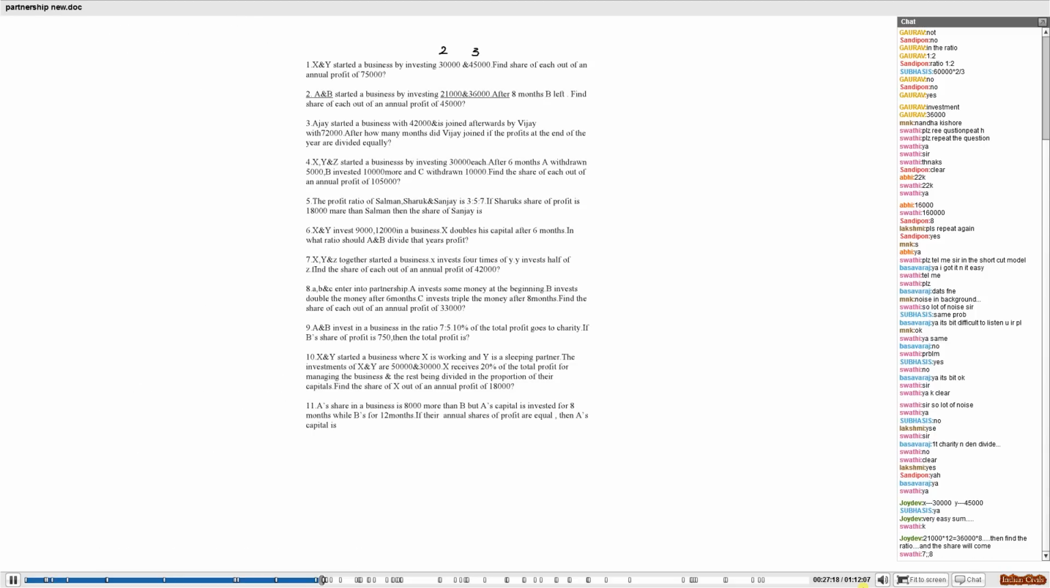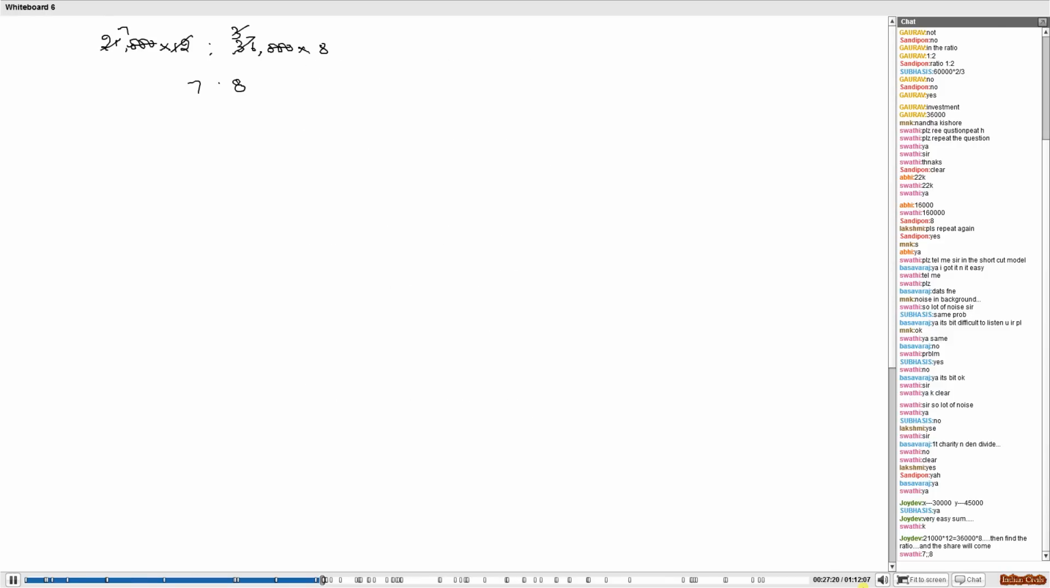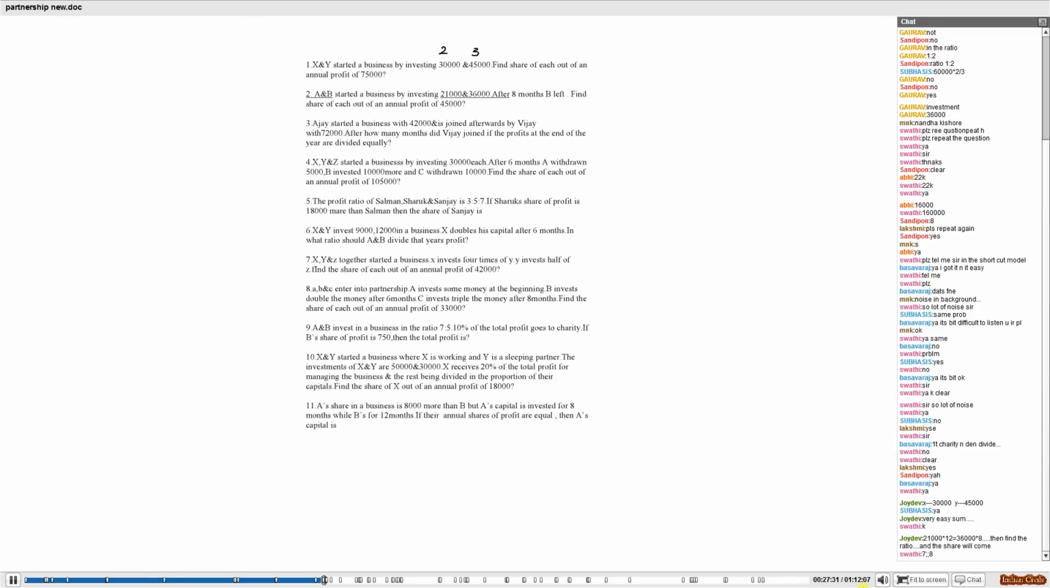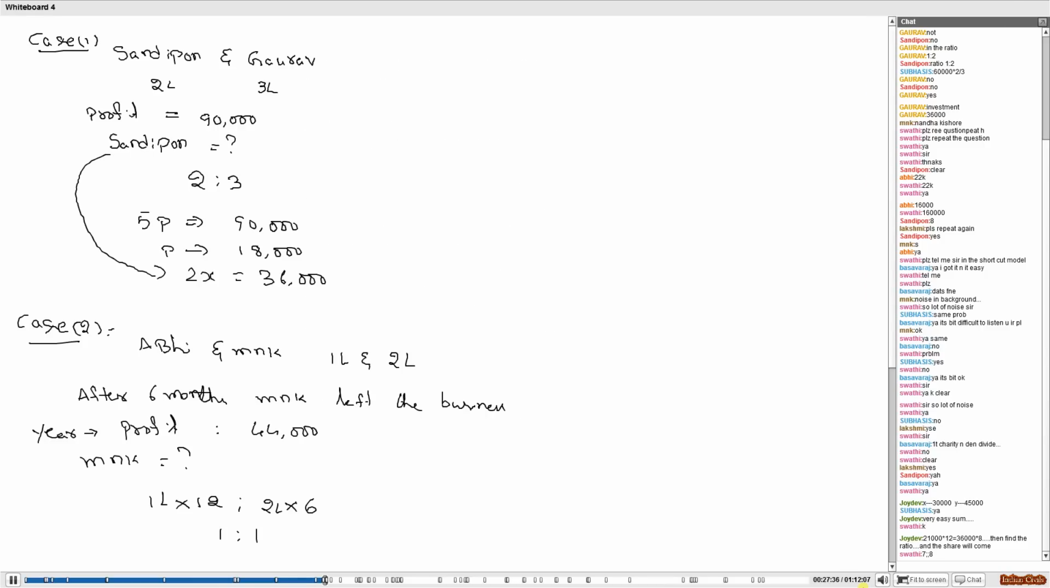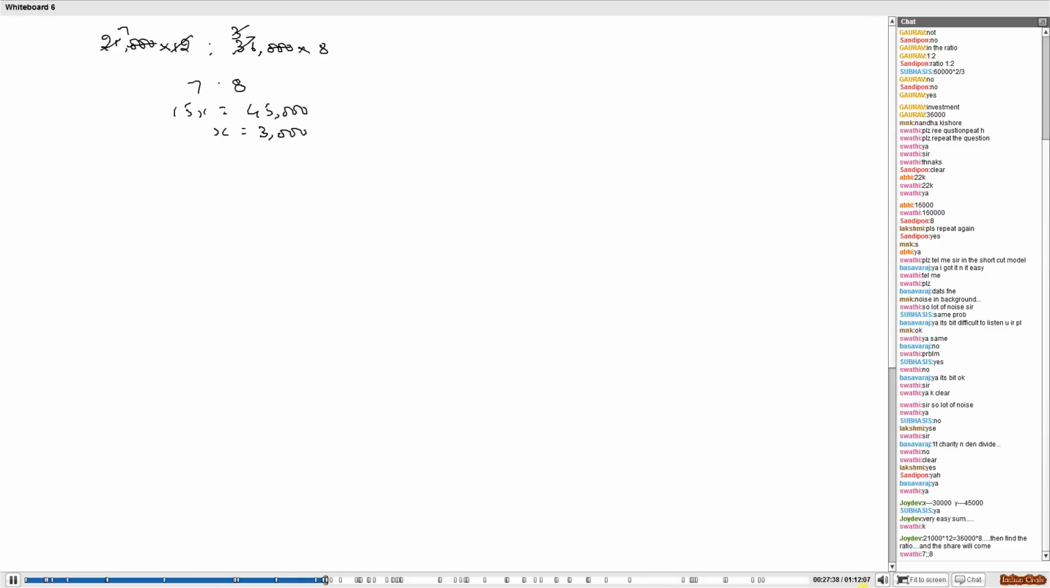So what is the profit? 45,000. So 45 means you know that 15x, you can take it as 45,000. x is equal to 3,000. So what is the question asked here? Find the share of each. You want to find. So that will be 21,000 and 24,000. Is it clear?